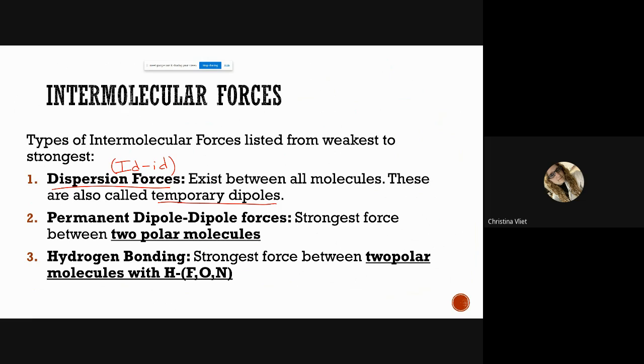Permanent dipole is different. So what's a permanent dipole? What is the difference between temporary and permanent? If I say I have a permanent job, what does that mean? You're going to work there forever. So like that, right? Forever and ever. So a permanent dipole would happen how? Well, what's a dipole? That's when there's one positive side and one negative side.